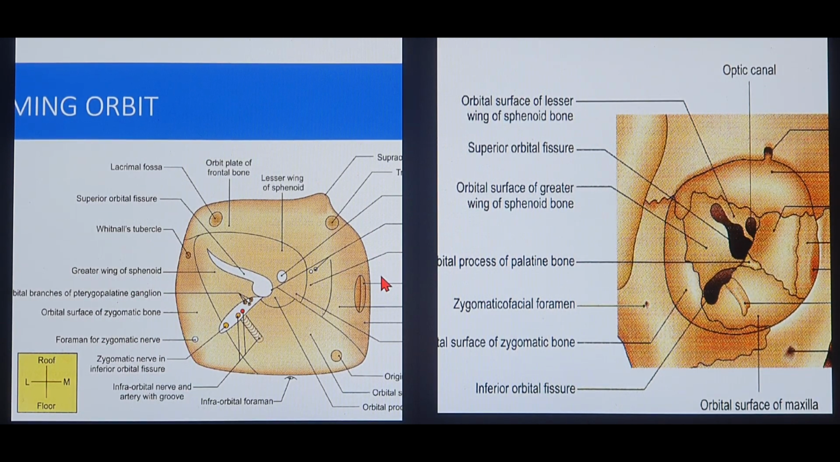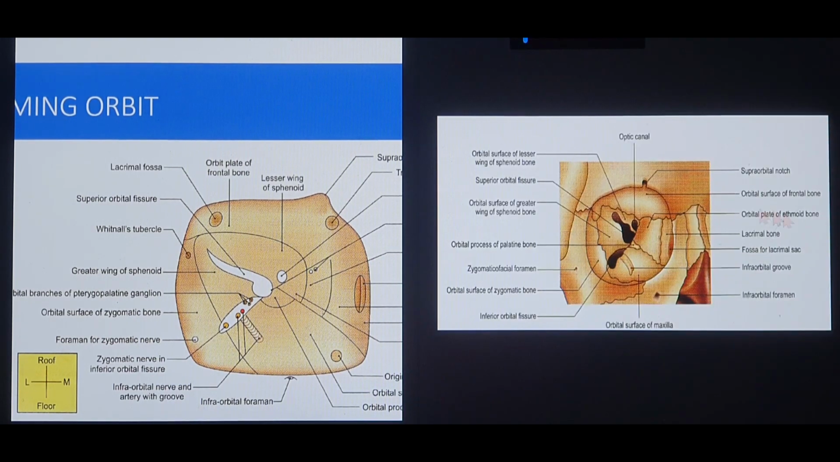So I'll be very fast with this, to save time. What we have on the lateral aspect is the superior orbital fissure and just above. So if we consider the roof, this is the roof of the orbital cavity, we have three important landmarks. Okay, so we have three important landmarks in the roof.